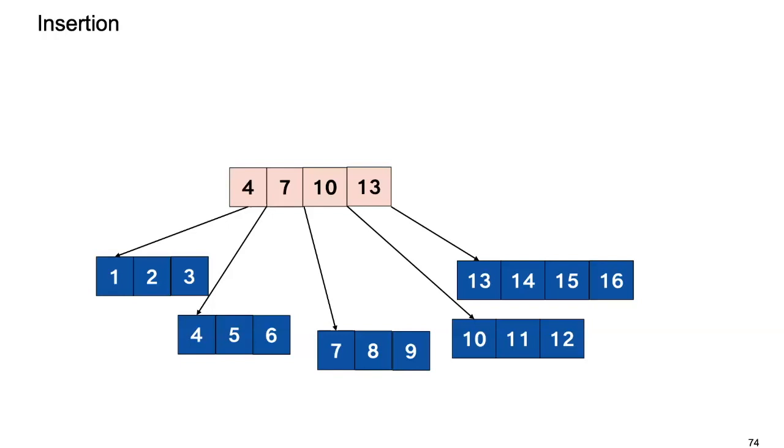Now I have, that's all good, right? I have 5 children on the root. Between 3 and 5 is fine. And I'm all the way to 16. But now what happens if I have 17?